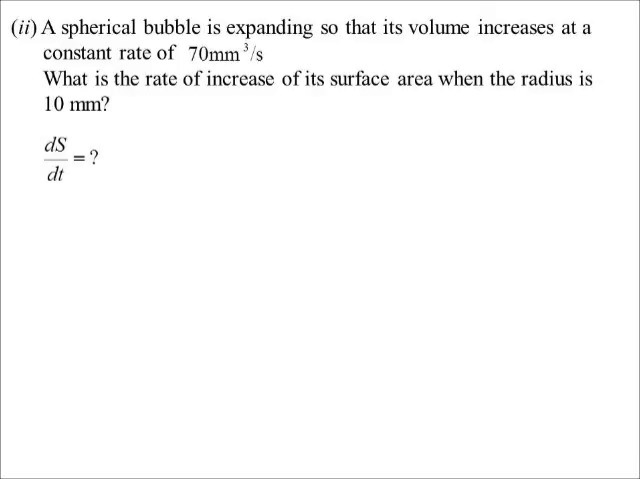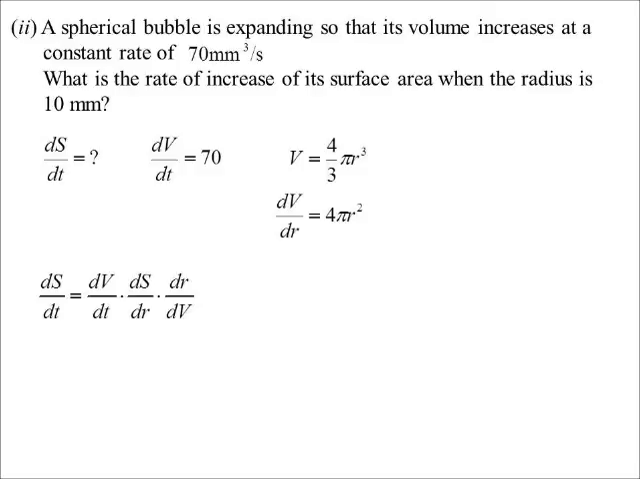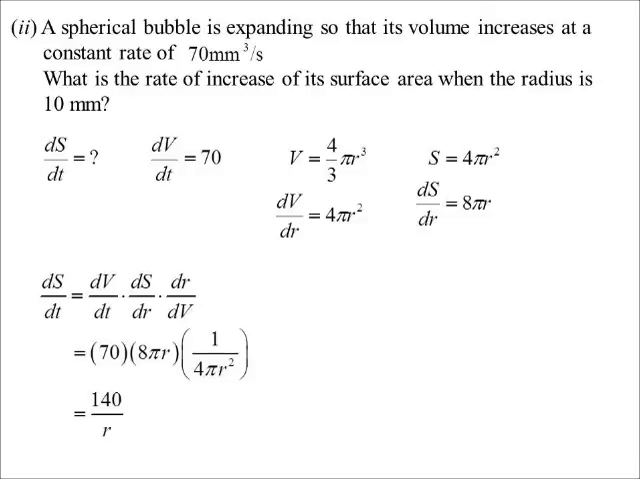So dS/dt is what we want. We know dV/dt is 70. I'm going to use 3 derivatives this time, because dS/dt is what we want to find. We owe dV/dt. So I need something that links S and V. Well, there's not something that links S and V straight away, but I can link them both to radius. So I can find dS/dr, and I can find dr/dV. Well, we just did that one, so dV/dr is 4 pi r squared. Surface area is in fact 4 pi r squared, so dS/dr is 8 pi r. Sub all that in, and I eventually get 140 over r.